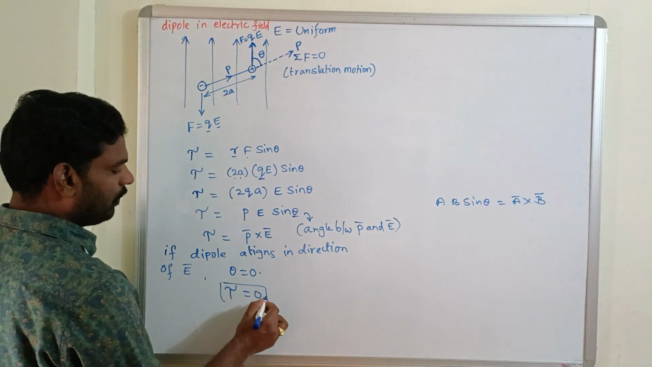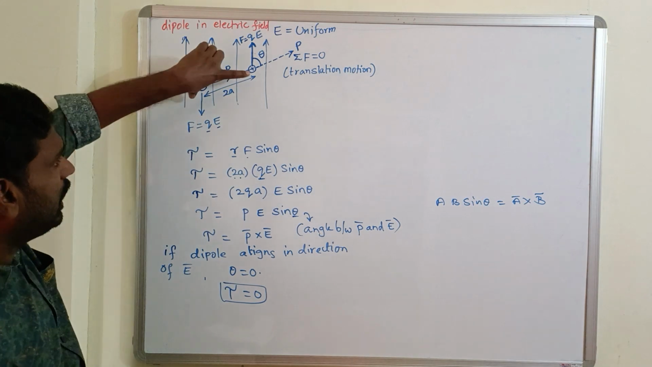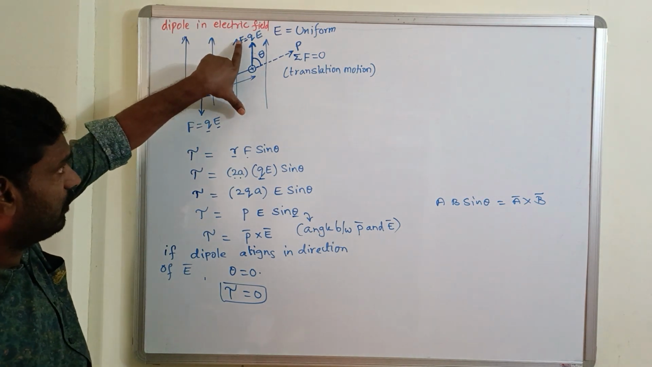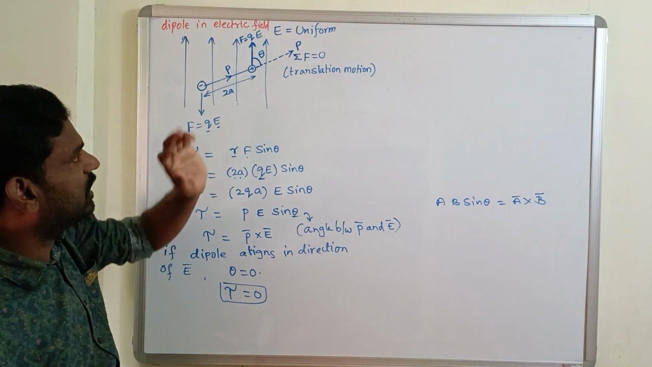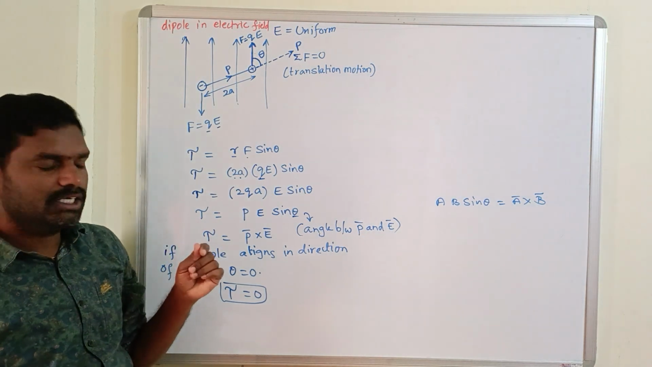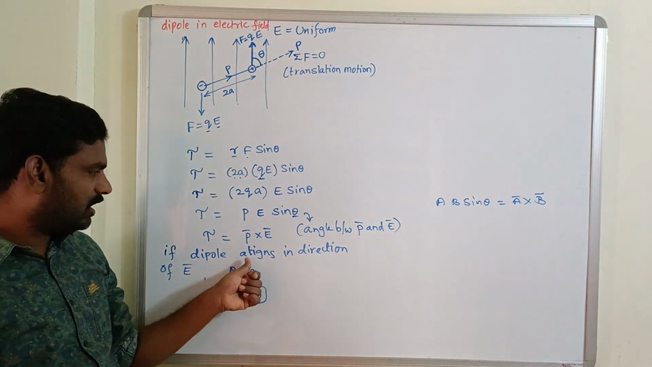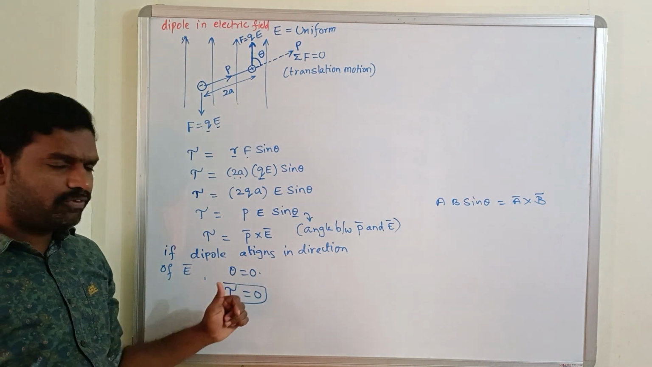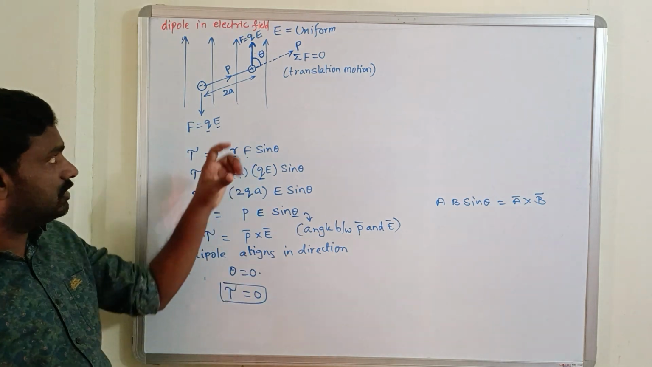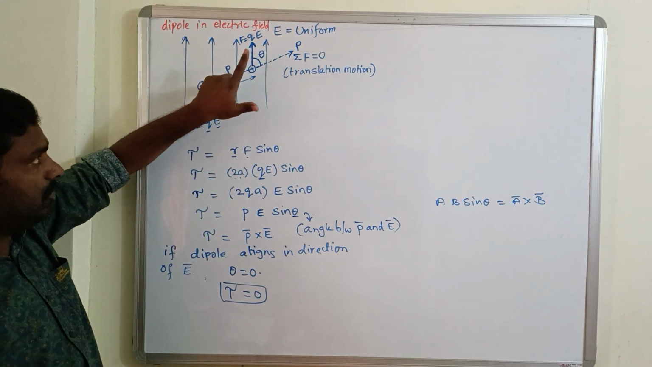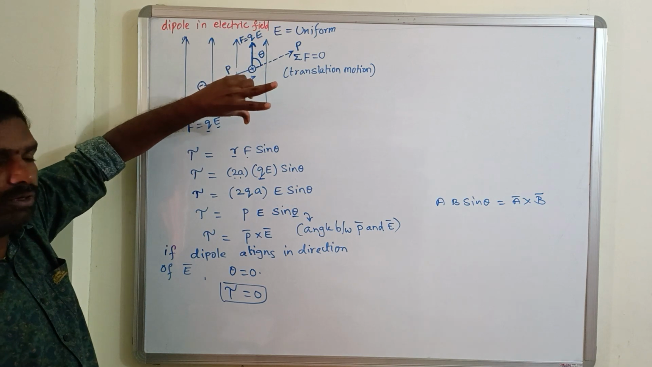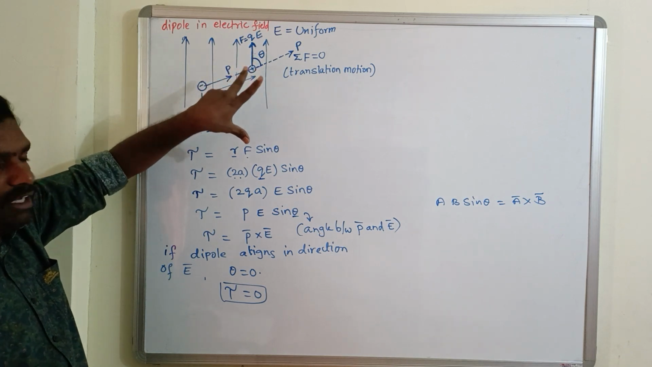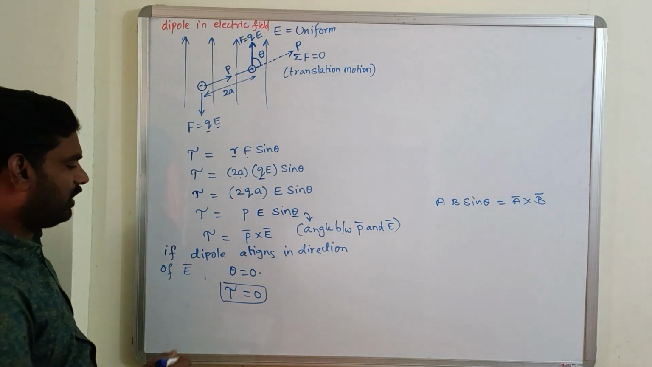So once the dipole aligns in the direction of electric field, P direction is along the electric field direction, so the angle between P and E is equal to 0. If theta is equal to 0, torque is equal to 0. So there will be no turning effect once the dipole is in the direction of the external electric field.